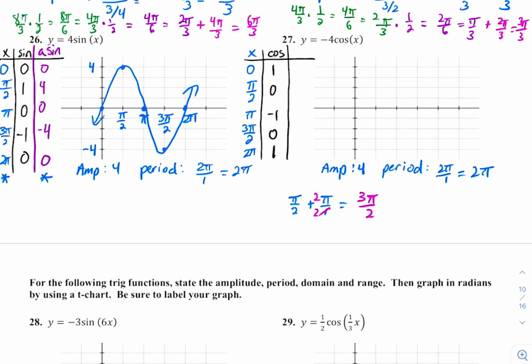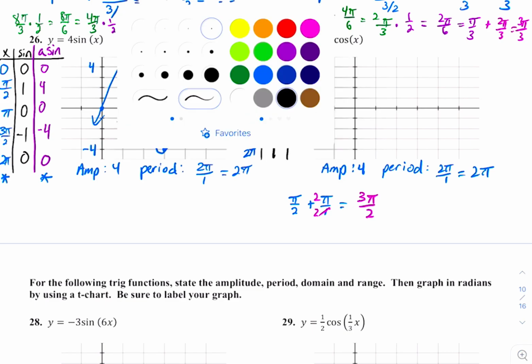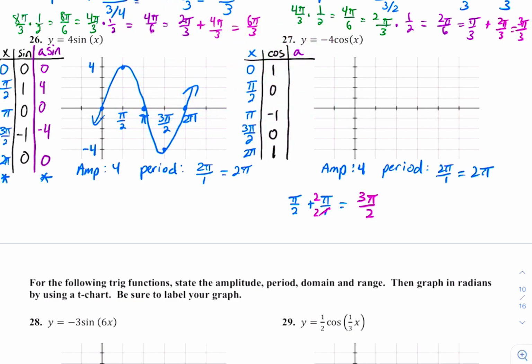So now because we have an amplitude of something other than 1, and we have a negative here, so there's also a reflection happening, that means that I'm going to have to adjust my Y values. So again, we're going to take whatever our A value is. So in this case, our A is that -4 times all of our cosine values. So I'm going to multiply each of these numbers by -4 this time. So this will be -4, 0, 4, 0, -4. And then my scale is going to be ones again, so 4 to negative 4.